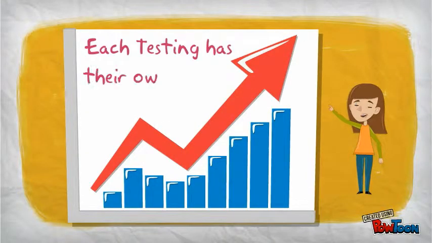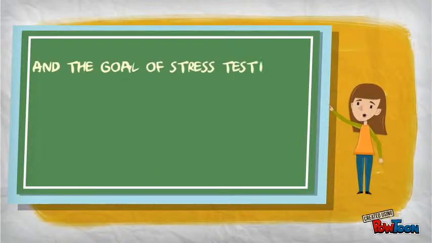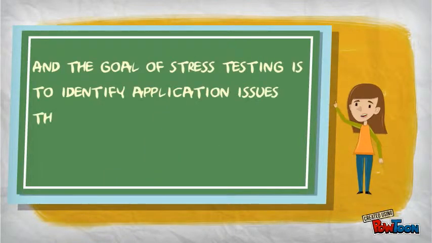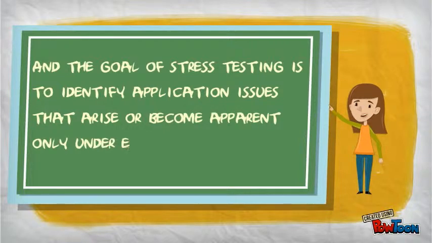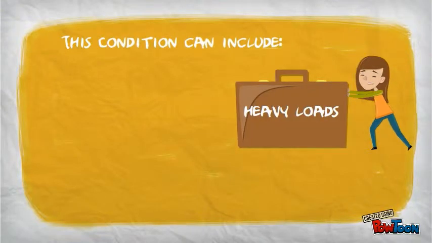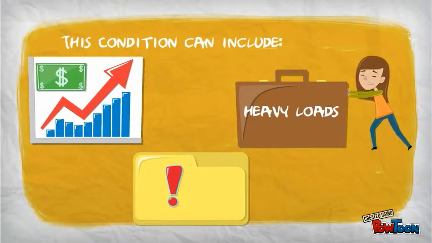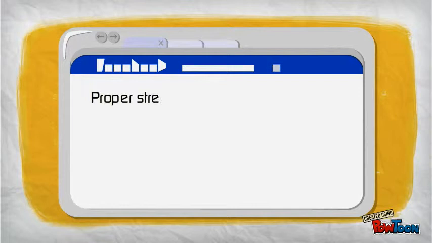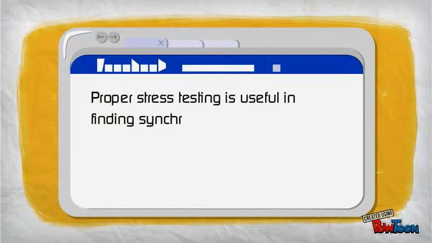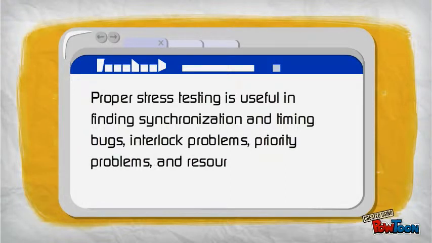Each testing software has their own goal, right? And the goal of stress testing is to identify application issues that arise or become apparent only under extreme conditions. These conditions can include heavy loads, high concurrency, or limited computational resources. Proper stress testing is useful in finding synchronization and timing bugs, interlock problems, priority problems, and resource loss bugs.